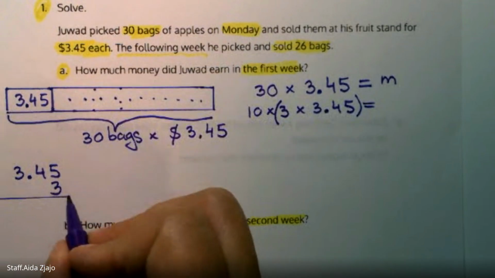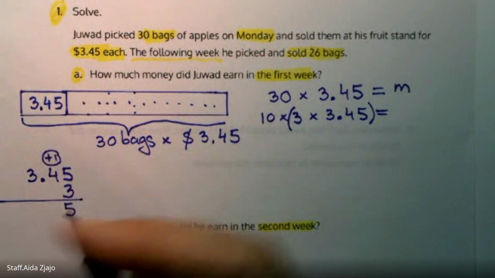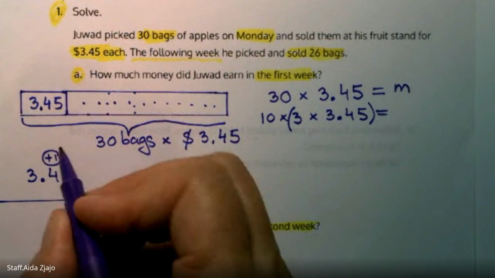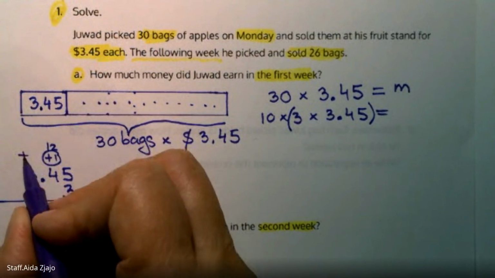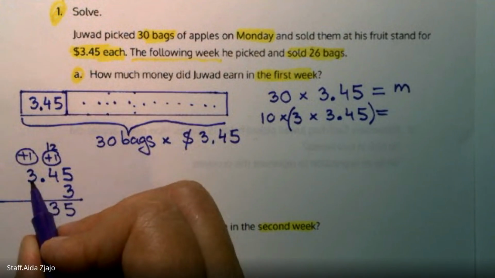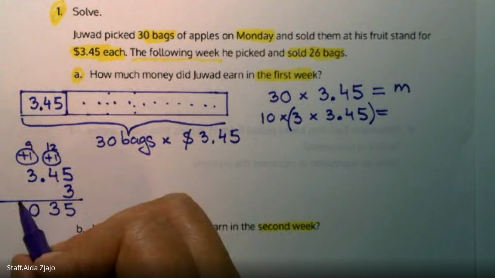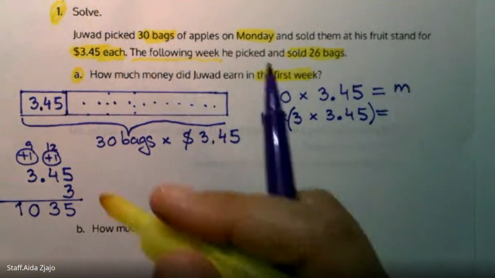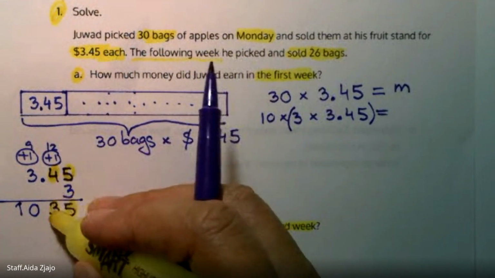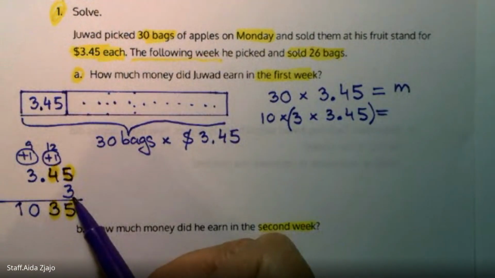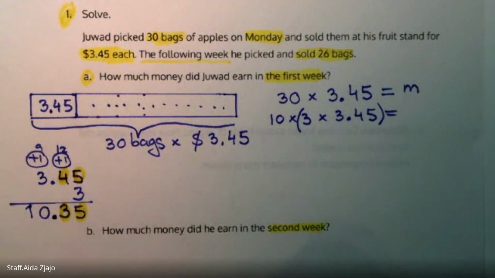So 3 times 5 is 15. Remember to regroup the 1 ten. And then 3 times 4 is 12, 12 plus 1 is 13. Again, remember the 1. 3 times 3 is 9, plus 1 is 10. So when I do this, I have hundreds, so my answer is going to be in hundreds as well. The one factor did not have a decimal, so the decimal point is right here.